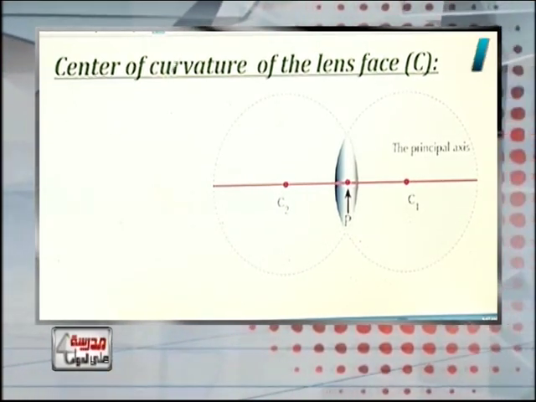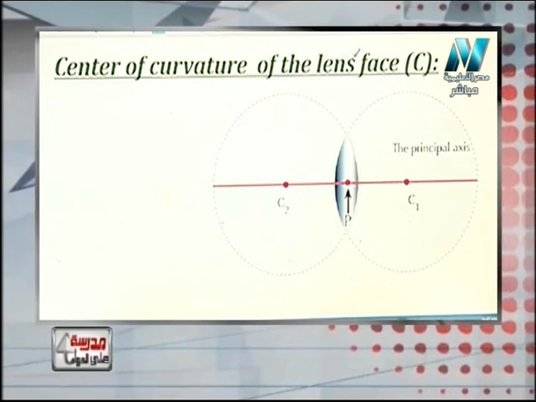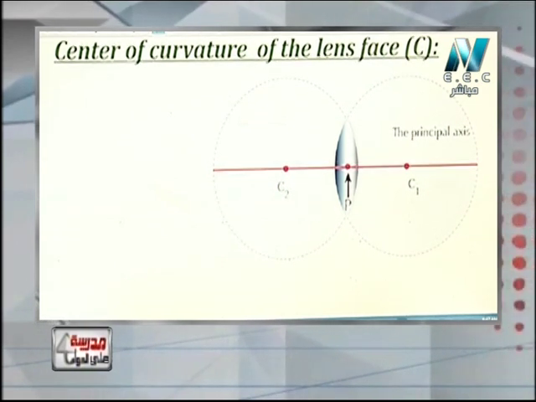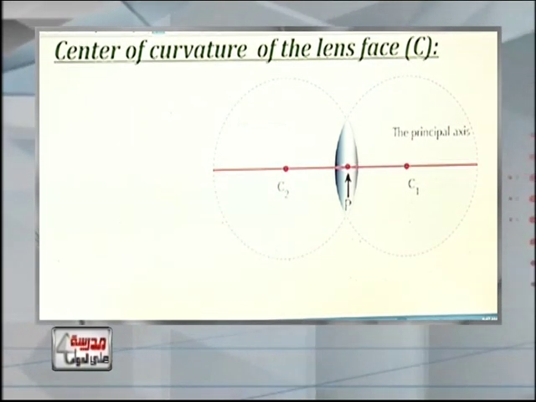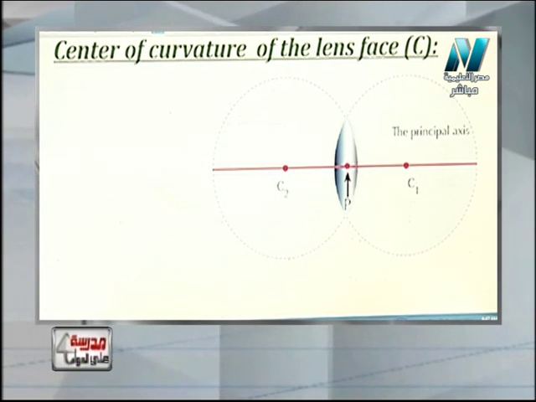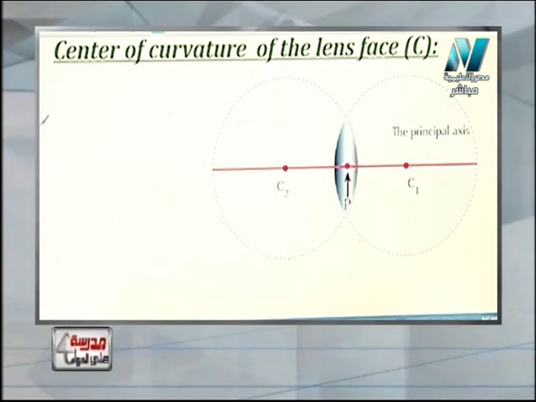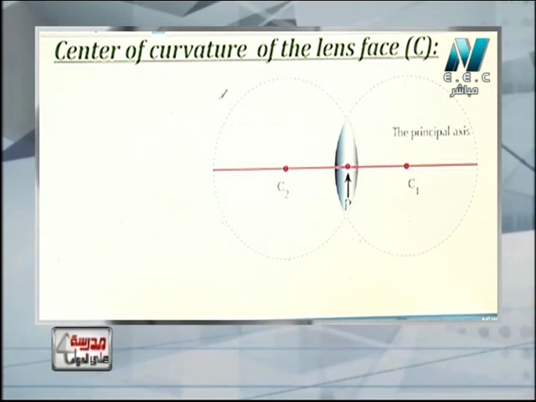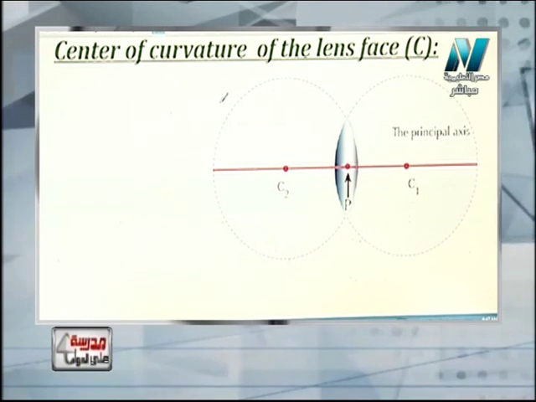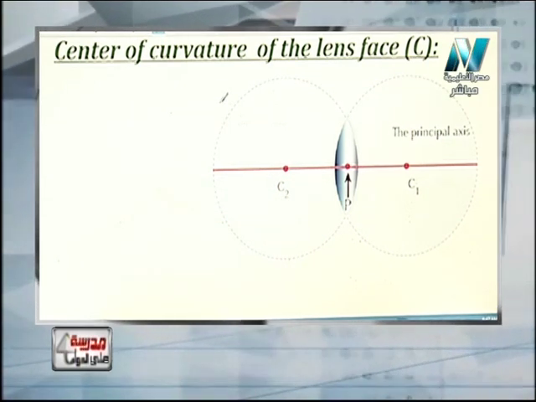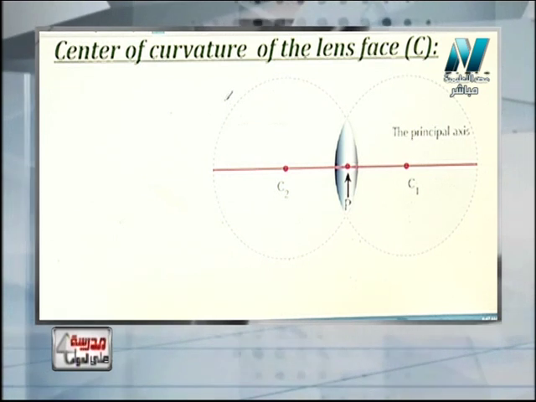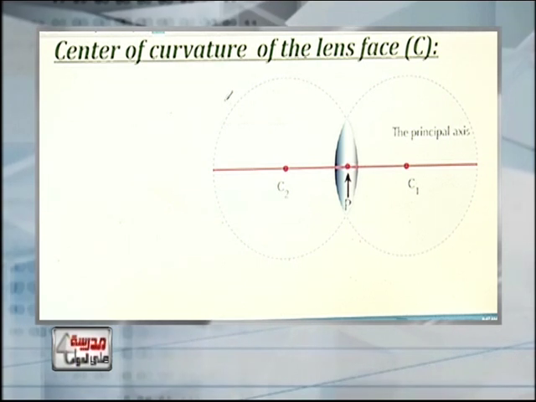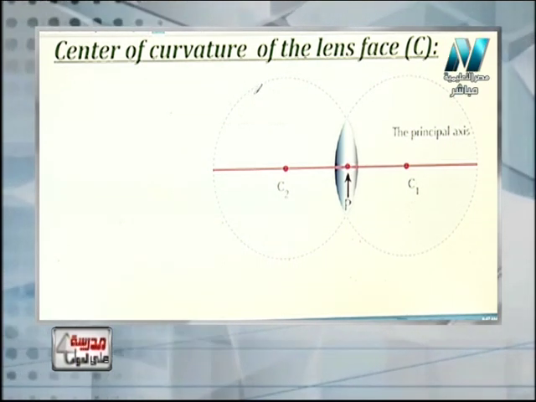We have the center of curvature of the lens. If we remember the center of curvature of the mirror, we can define the center of curvature of the lens. Center of curvature of a spherical mirror especially is the center of the sphere that this mirror is a part of. So here we talk about what? Center of the sphere that this lens is a part of.